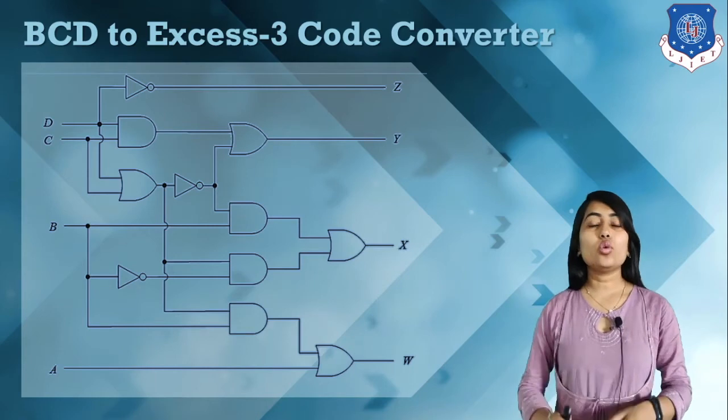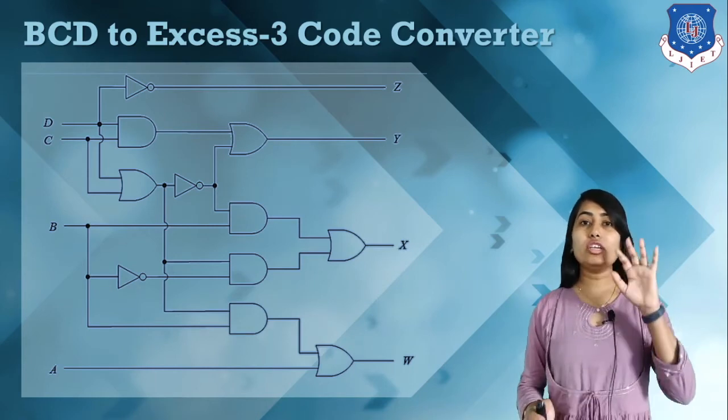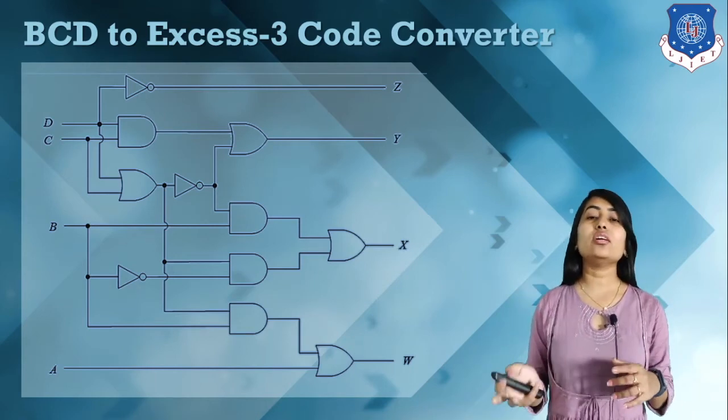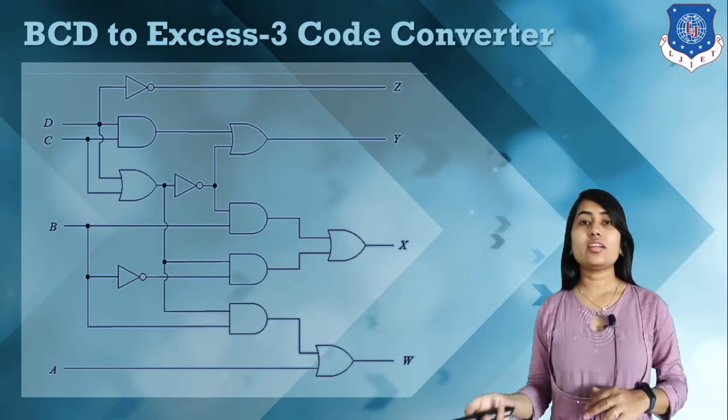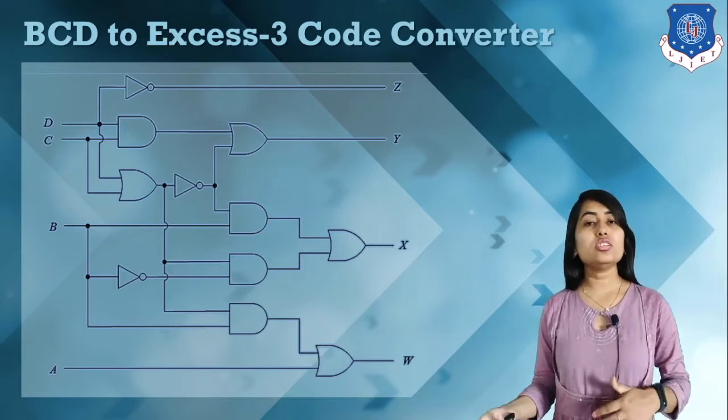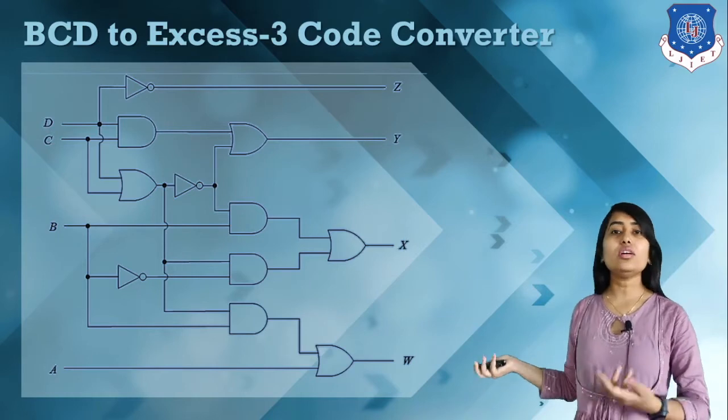So to design a code converter circuit, we have to write the values of the first code and the second code, then design a K-map, then write the logical expressions, and then draw the logic diagram. So we have our code converter circuits.